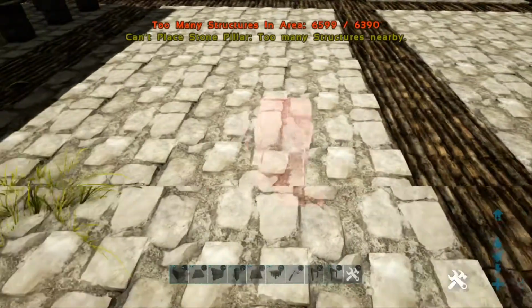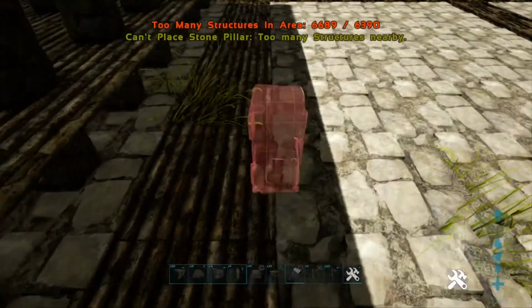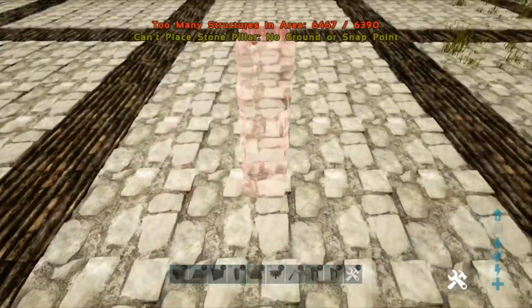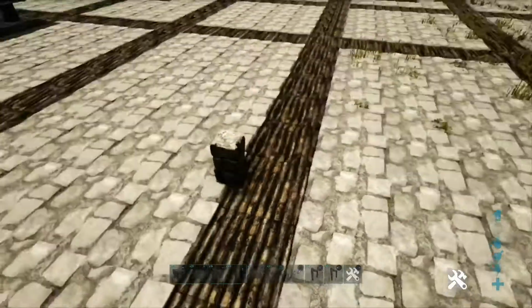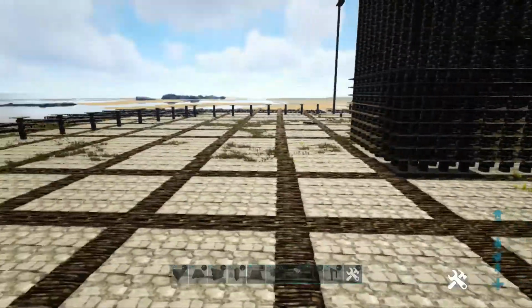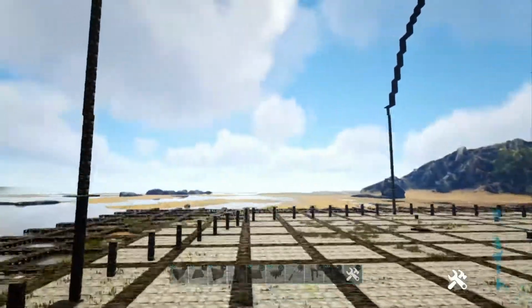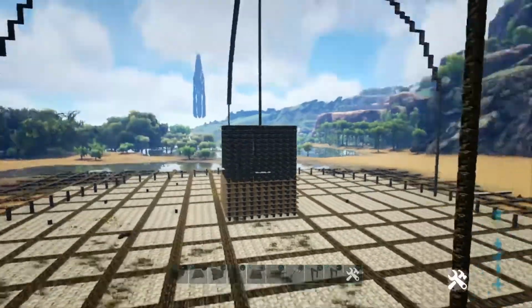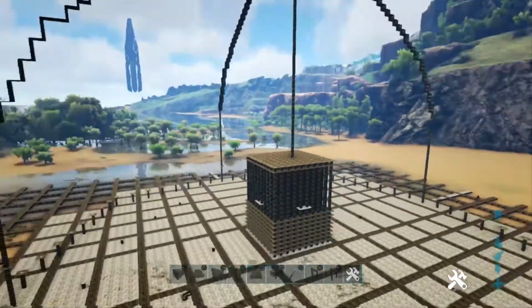So it kind of helps explain why, when you hit the structure limit, in certain areas the numbers start to jump wildly, and yet you can still build just around the corner. So if you ever had this problem, hopefully this will help you out in circumventing it.